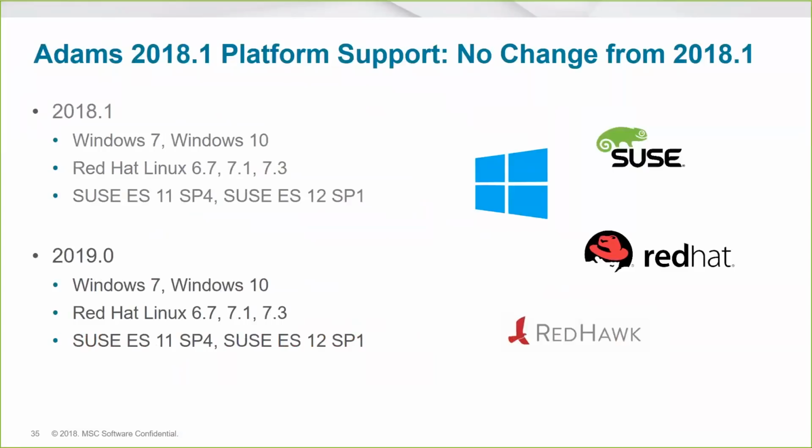Last but not least, platform support. Basically there's no change from 2018.1, sufficiently no change that I even forgot to change the slide title that says 2018.1 platform support to read 2019. So basically Adams 2019.0, we're still on the same platforms as in 2018.1: Windows 7, Windows 10, Red Hat 6.7 still, 7.1 and 7.3 as well, and SUSE Linux 11 SP4 and 12 SP1 are the platform supports that we'll be continuing to use here in Adams 2019.0.